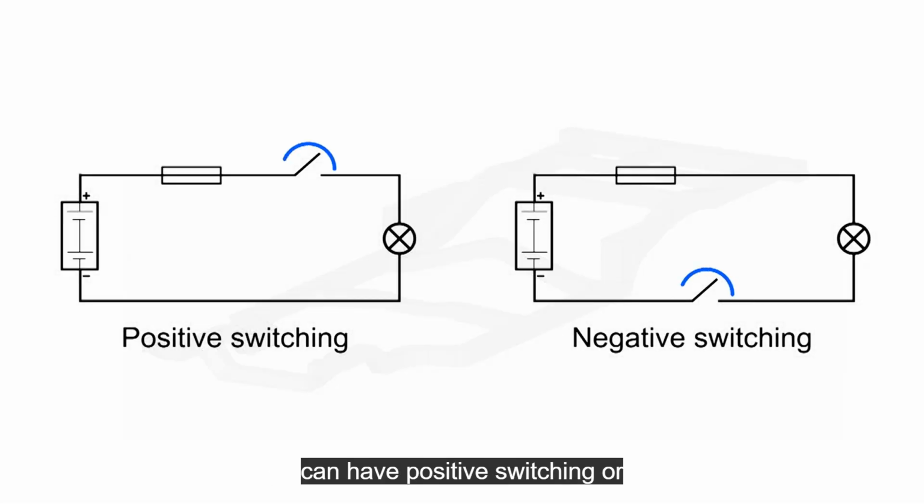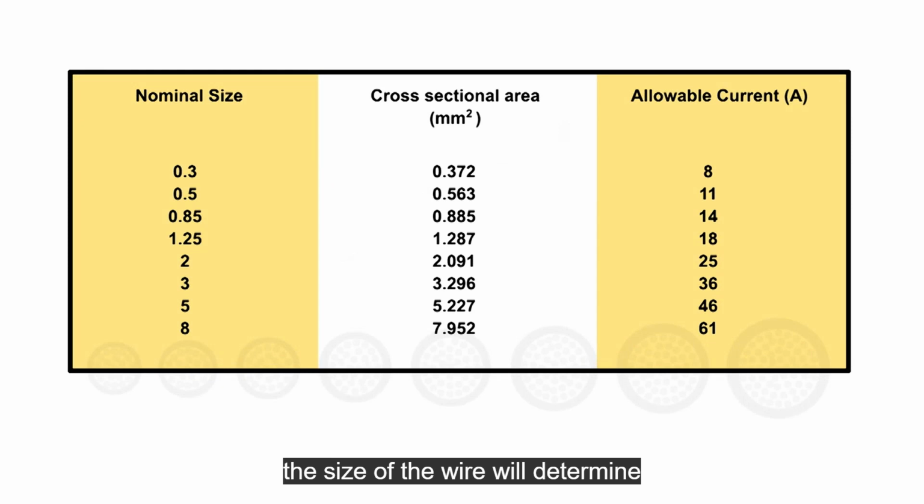Circuits can have positive switching or negative switching. Either will perform the same task. When the switch is turned off, an open circuit is created. The circuit will stop working as there is no current flow. The size of the wire will determine how much current it should carry. This table shows the nominal and actual size and the allowable current.